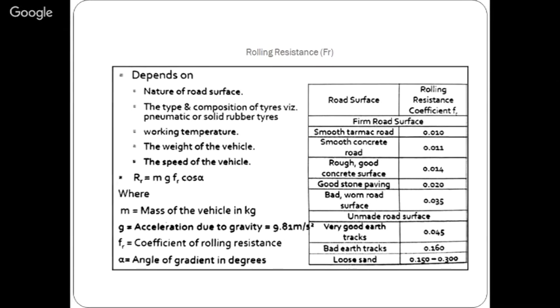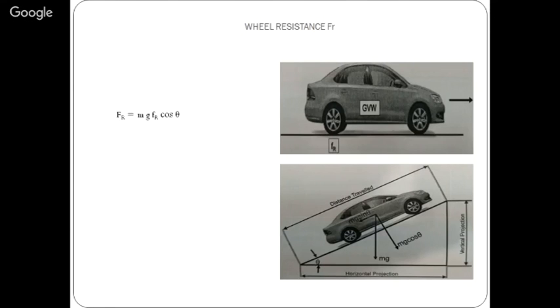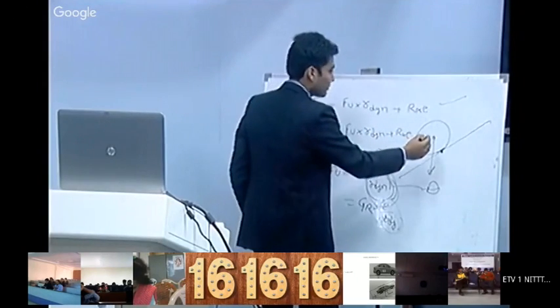So for that, we have done a set of experiments, and on that set of experiments we establish the coefficients for friction. Clear? Then the wheel resistance. Now FR.